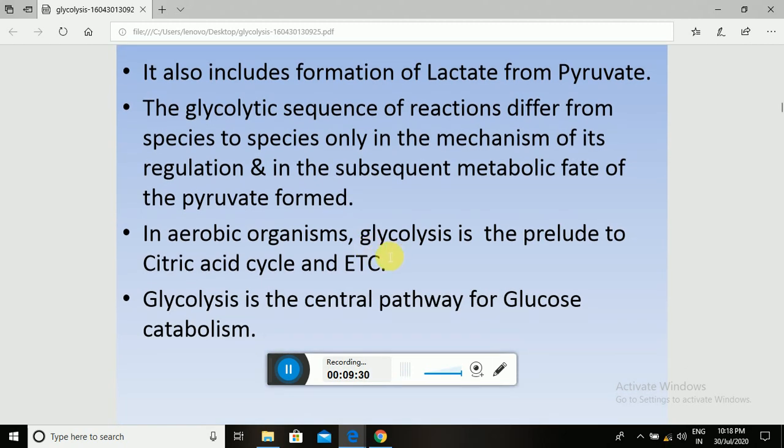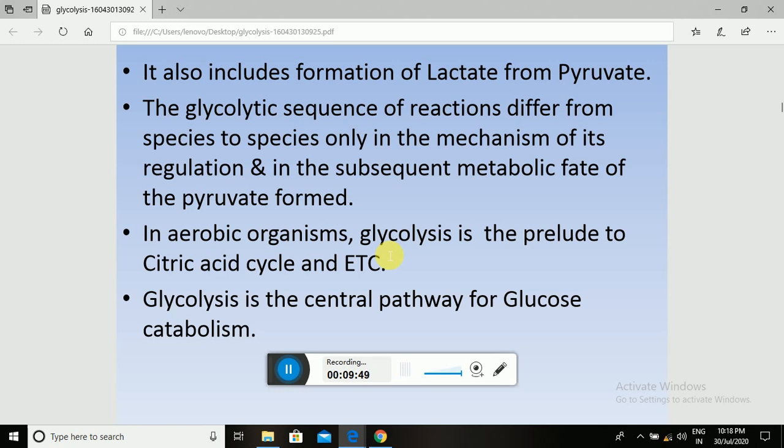In aerobic organisms, glycolysis is the prelude to the citric acid cycle and the subsequent chains. It is a continuous process. In aerobic organisms, during glycolysis, glucose gets converted into pyruvate.